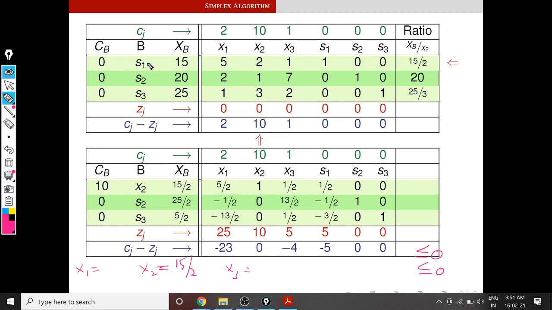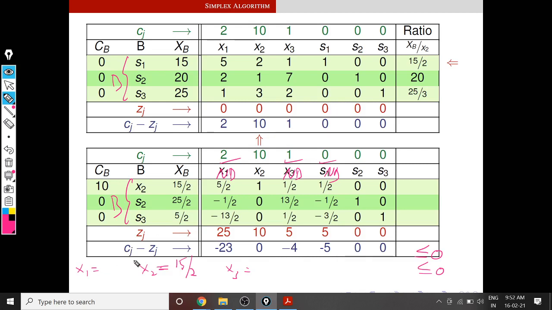Initially s1, s2, s3 are basic. After one iteration, s1 leaves the basis, which means s1 is outside. That means presently s1 is non-basic. In the initial table, they are basic. In the second iteration, they are basic. That means all others are non-basic. So presently x1, x3, s1 are non-basic, and 3 are basic.